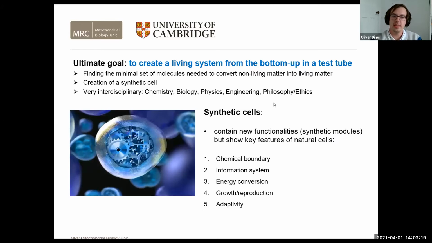And what is now a synthetic cell? So a synthetic cell should contain some new functionalities, synthetic modules, but it should still have all the key features of a natural cell, which includes a chemical boundary or a membrane, an information system, which is DNA in a normal cell, a way to convert energy or a metabolism. It should be able to grow and reproduce and adapt to the environment.